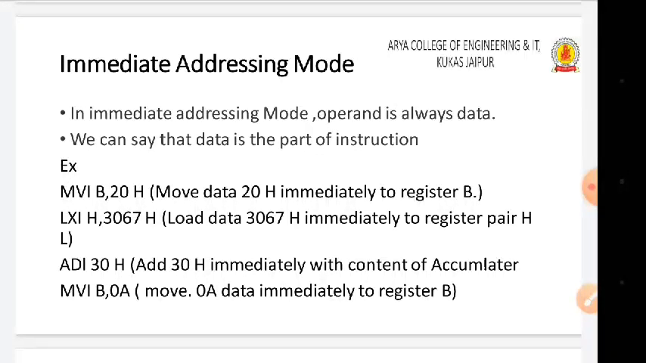Next, MVI B, 0A. It means 0A is not the accumulator, 0A is data, that is immediately moved to register B. All the immediate instructions have I at the end of the opcode, for example MVI, LXI, ADI.